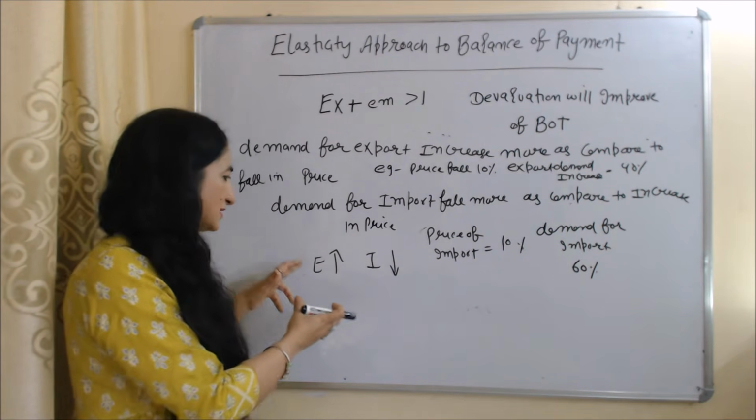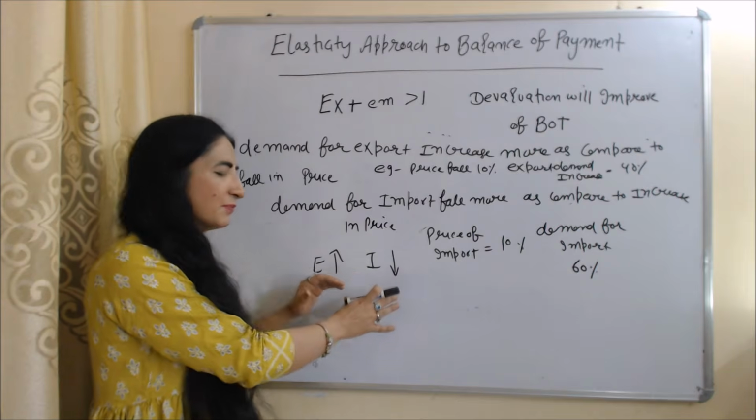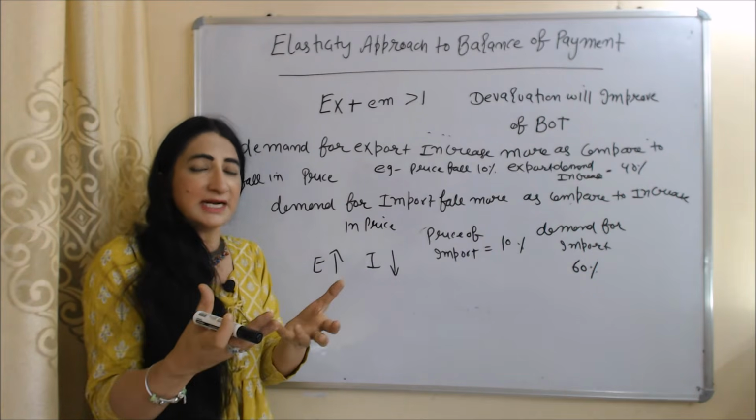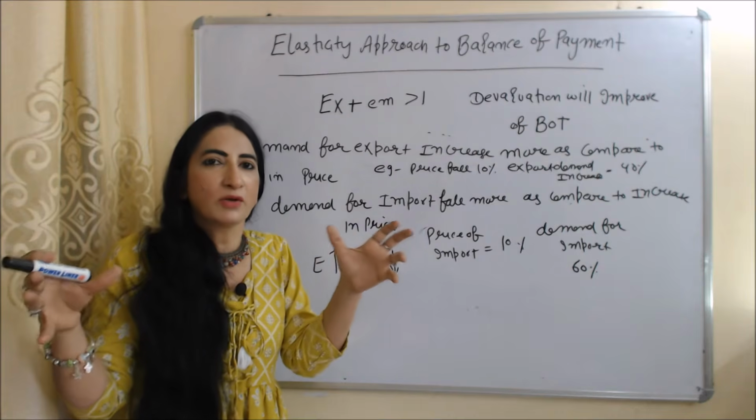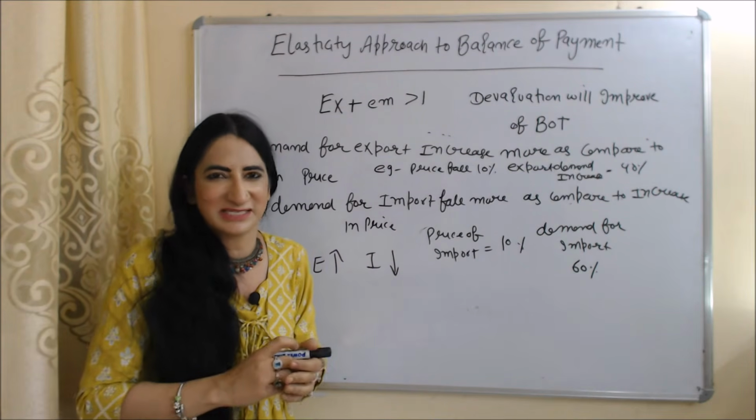So in this case, our exports are increasing and imports are falling. So we can say that our balance of trade will be in surplus. So in this case, we can also say that our devaluation will be successful.